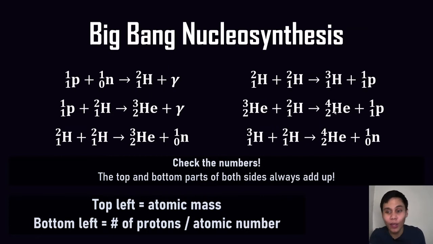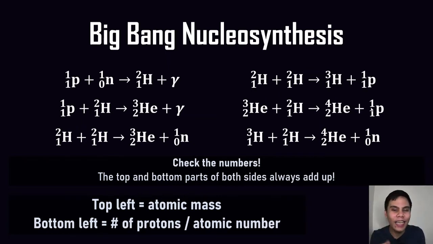If we check the numbers, we have 3 plus 2. This is the atomic mass. 3 plus 2, it's 5. If we check the atomic mass on the right side, we have 4 plus 1, it's also 5. Let's check the number of protons. We have 2 plus 1, that's 3. And 2 plus 1 is also equal to 3. And there we have it.